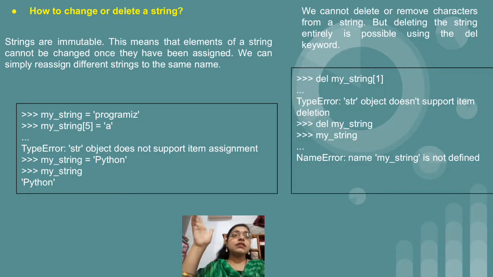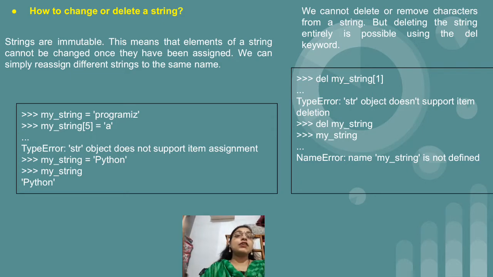So a specific character we cannot replace, but if you want to change the entire string, that is possible in Python. After that, if you want to remove some part of the string, that is again not possible because strings in Python are immutable, but we can delete a particular string variable. We cannot change a specific character, but we can replace the entire string. And if you want to delete a string variable, then you can make use of the del keyword, and after that my_string with square bracket 1. It will give you an error message, because index-wise we cannot perform anything.